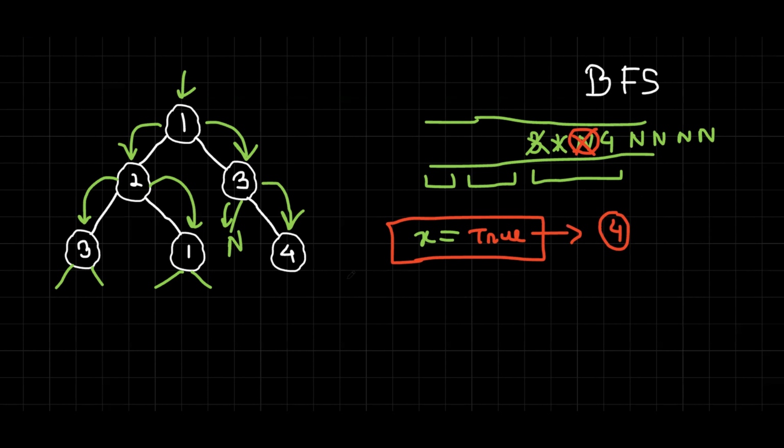And after completing the iteration, if we did not find any node after a null, we have to return true. I hope you understood the algorithm. Now let's move on to the code.